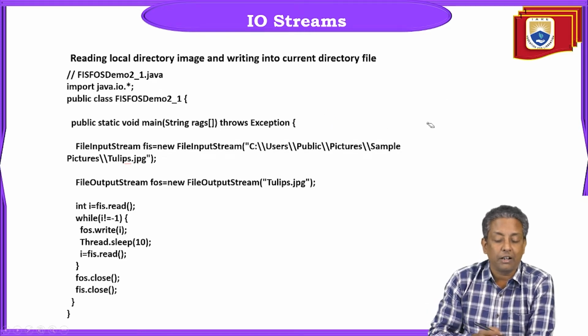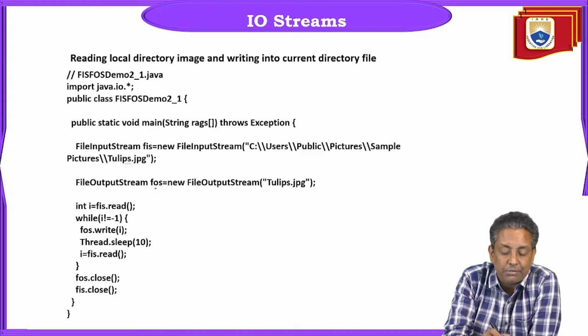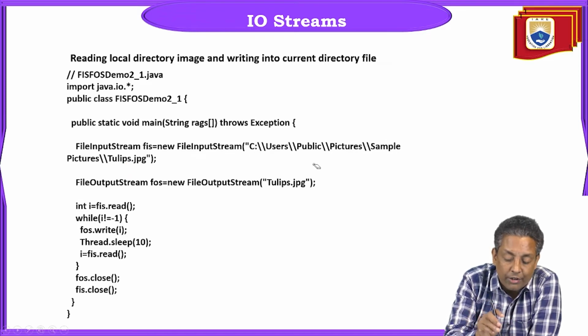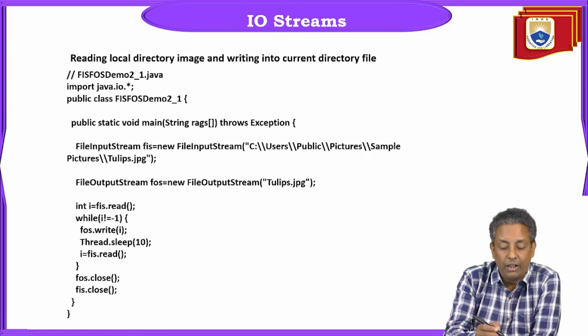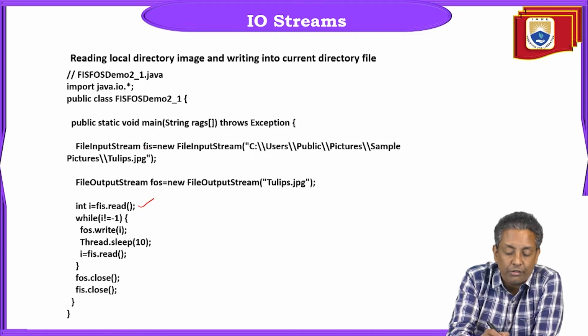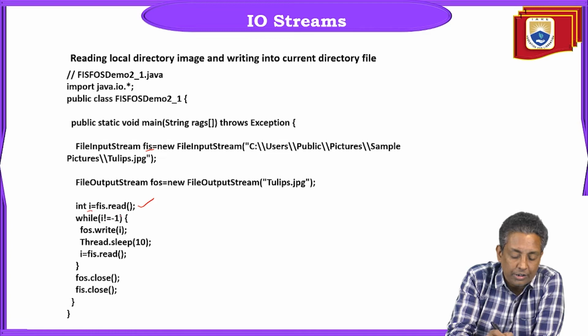Once that is completed, the second one is FileOutputStream fos equal to new FileOutputStream of tulips.jpg. So we want to read from this file and write into this file. How to do it? FileInputStream.read, and from the file you read the first byte. If it is not -1, write into the second file.